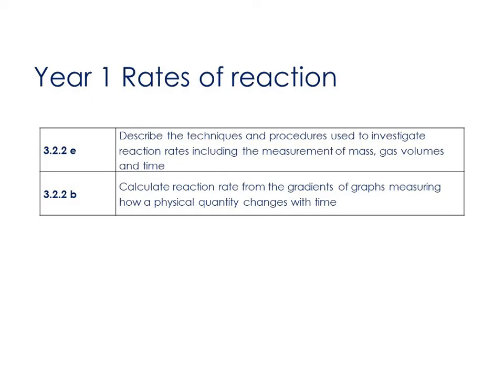In today's lesson, we're going to be looking at Year 1 rates of reaction and focusing on these two specification points. So if we focus in on a typical reaction, where the reactants A and B turn into the products C and D, then the rate of reaction is how fast, over time, the A and B reactants collide to form C and D as the products.